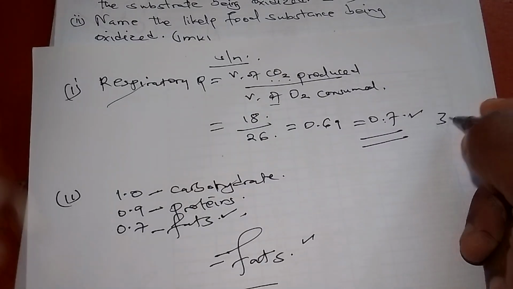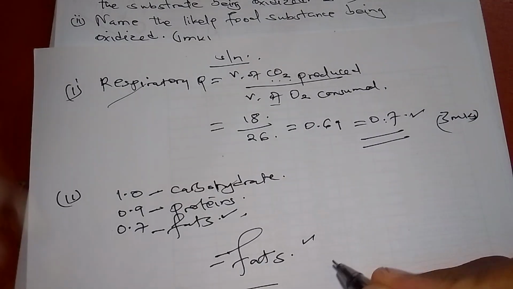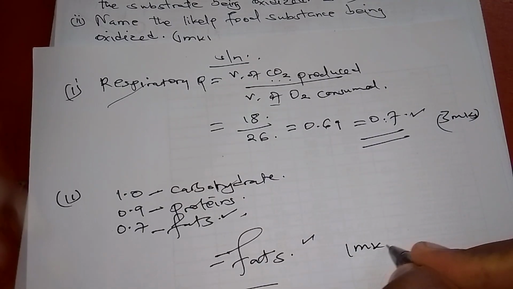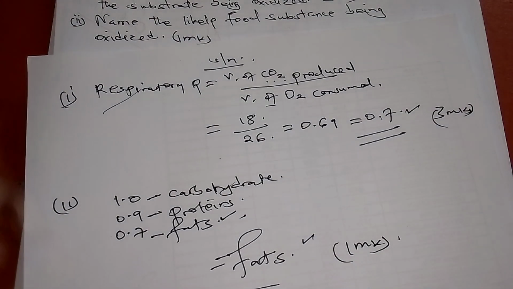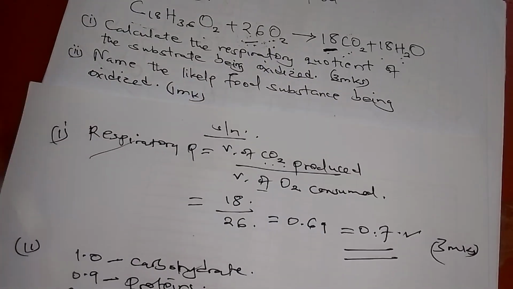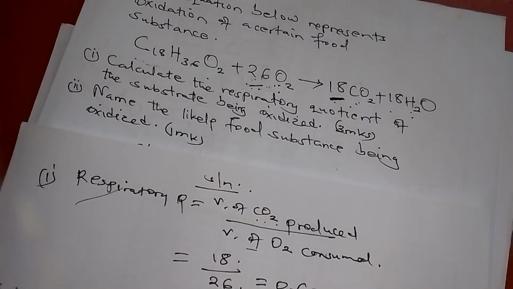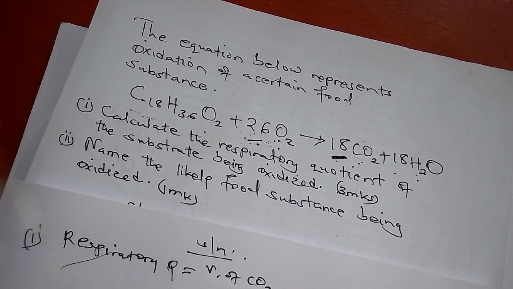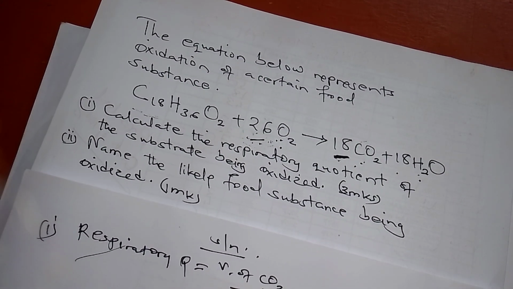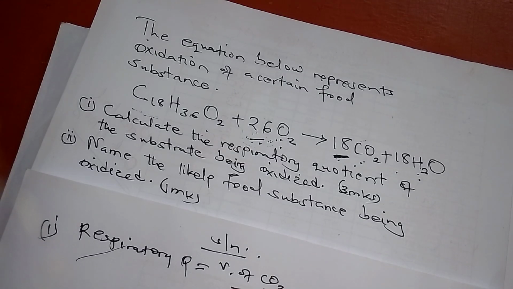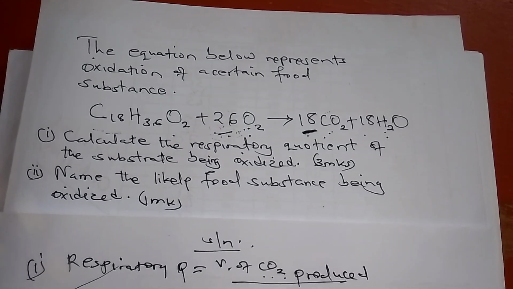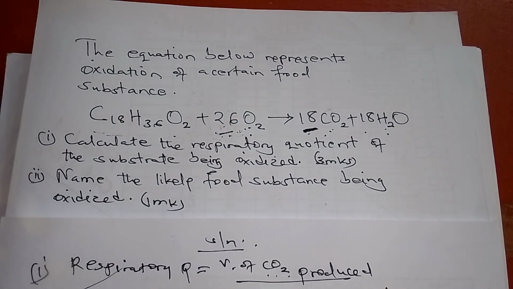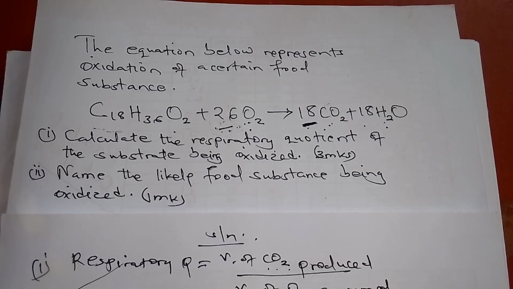You have here 3 marks. You also have here 1 mark, and you are done. So this is how we solve this question. You can have a look at it once again so that you can review at your free time, and get well conversant with the topic, the area. This is the equation.